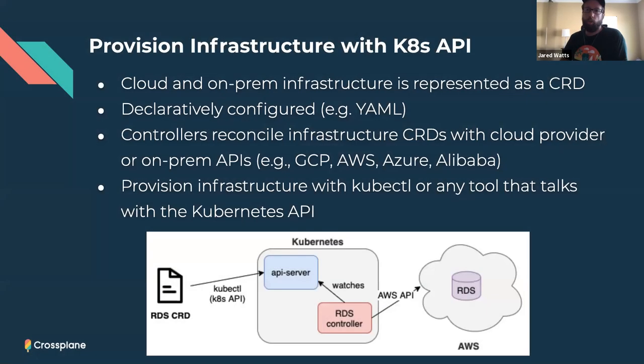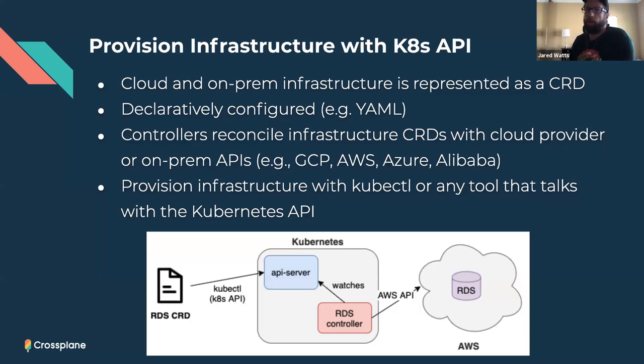All right, so let's dive into some of the details of those three feature areas I was talking about. The first one is provisioning infrastructure with the Kubernetes API. The basic concept is that infrastructure, services, and cloud providers are represented as CRDs in Kubernetes with Crossplane. So you can use whatever Kubernetes tool or the Kubernetes API you want to declaratively configure this infrastructure: instantiate a CRD, fill out its spec fields, and end up with infrastructure provisioned for you inside the cloud providers.